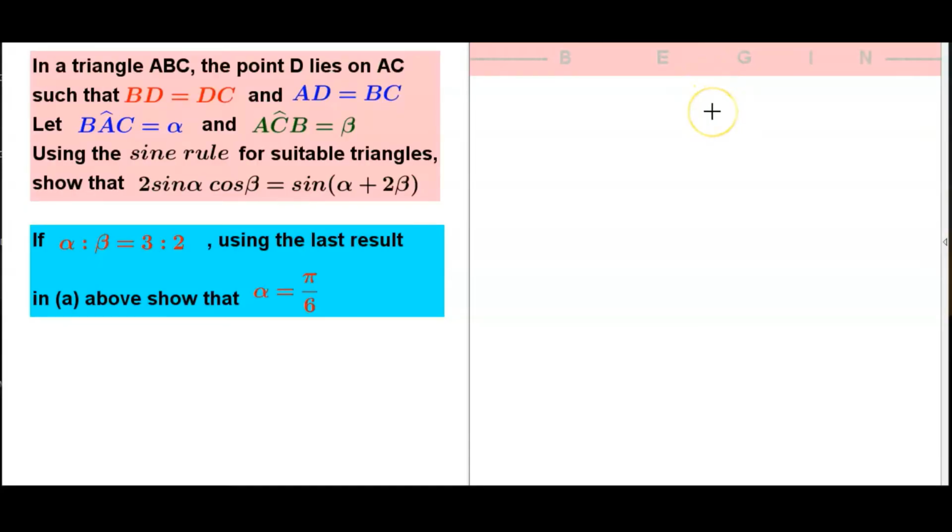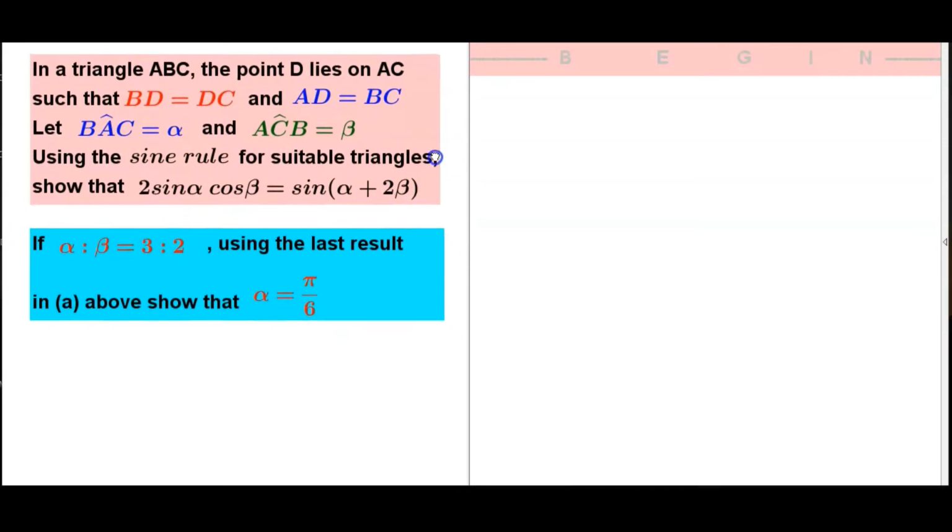2019 August past paper, Combined Maths 1, using the sine rule and trigonometry. In a triangle ABC, the point D lies on AC such that BD is equal to DC and AD is equal to BC. Let angle BAC be alpha and angle ACB be beta.